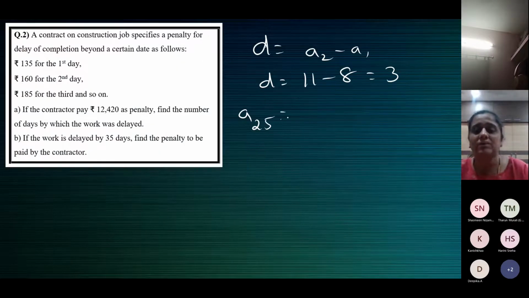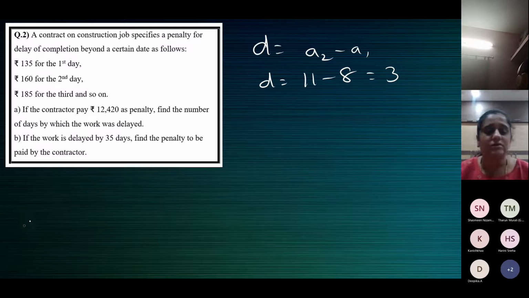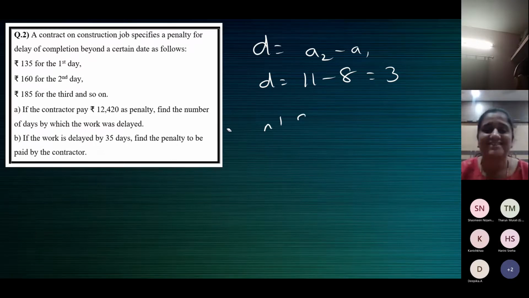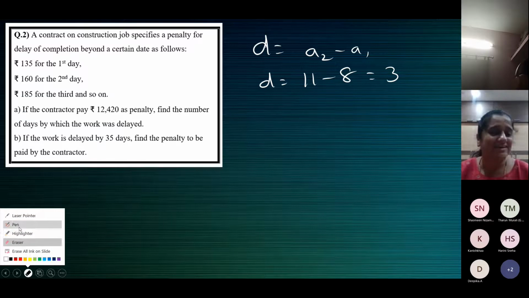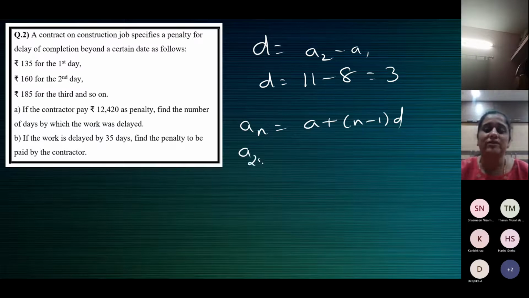Now we need to find A25. A25 is equal to A plus 24D, because you know AN is equal to A plus N minus 1 into D. You can write that formula first. Write the formula first. AN is equal to A plus N minus 1 into D. So A25 will be A plus 25 minus 1 into D.